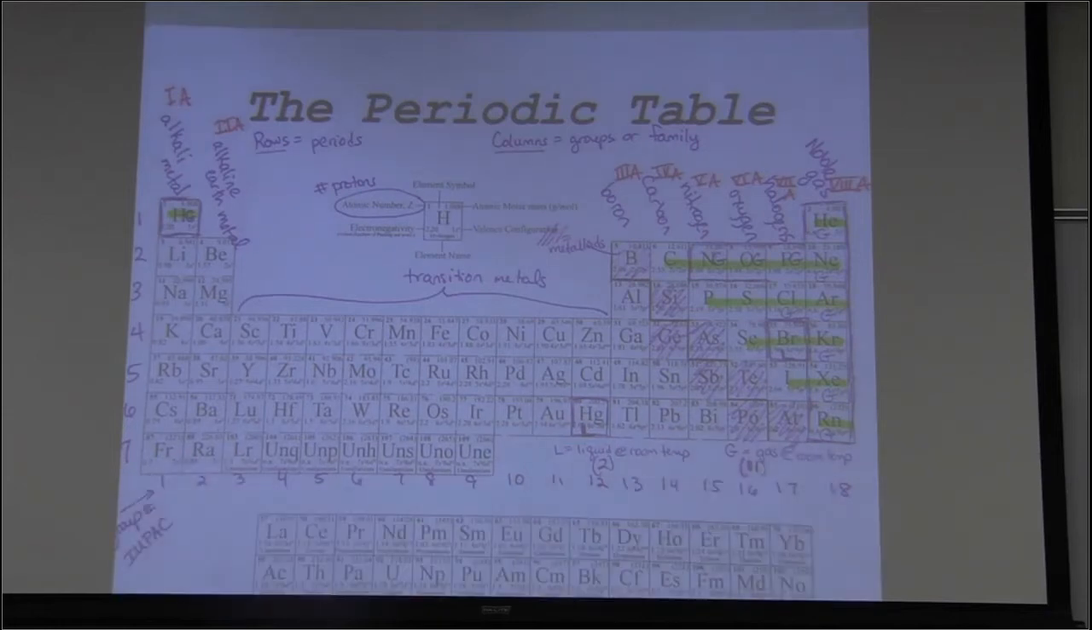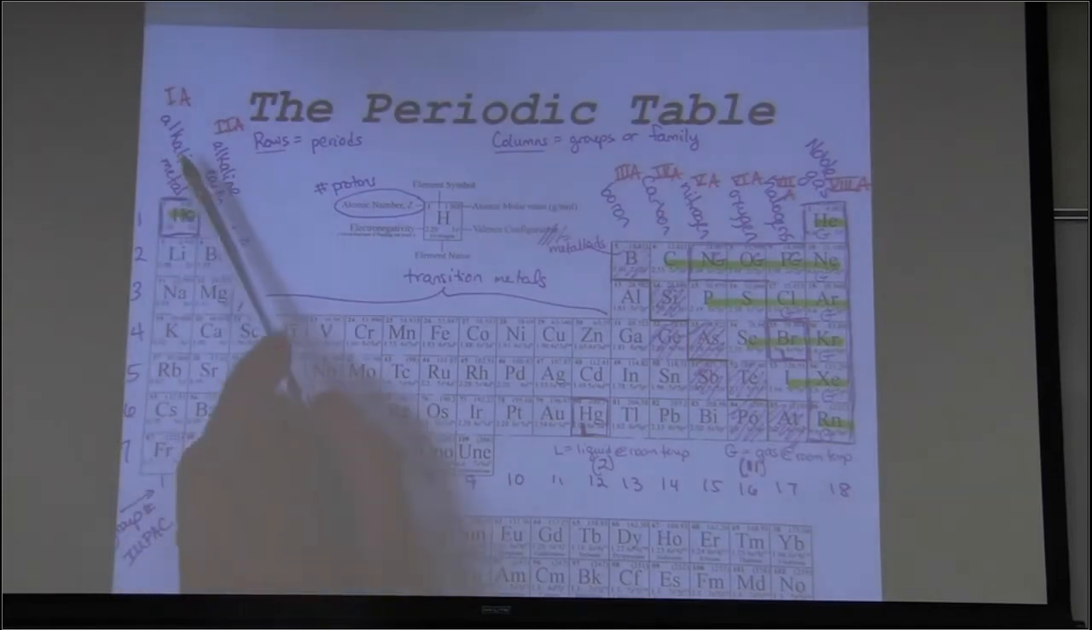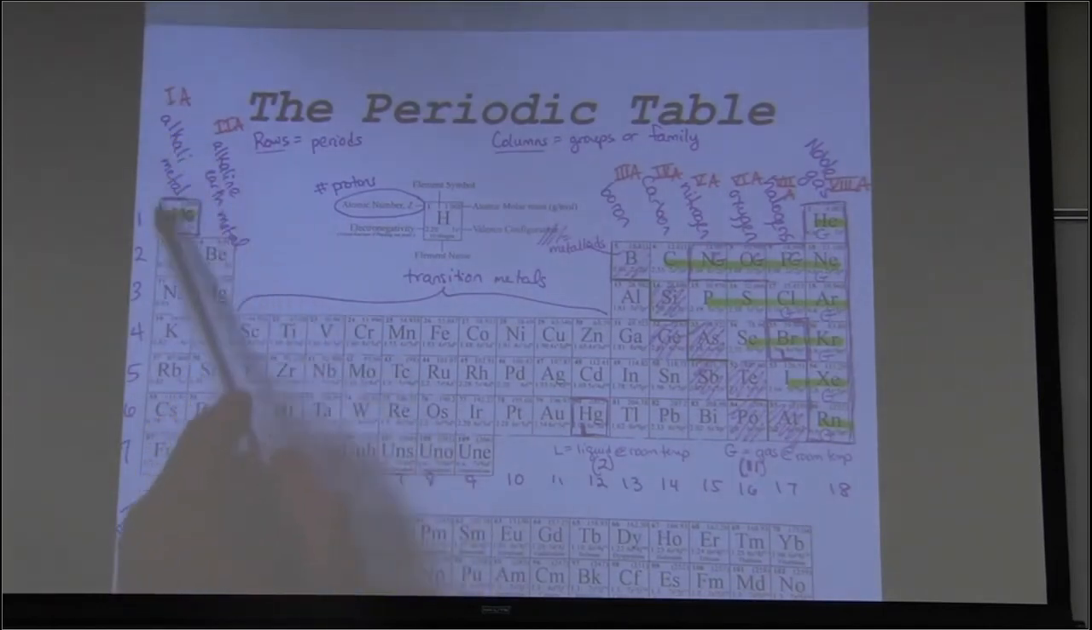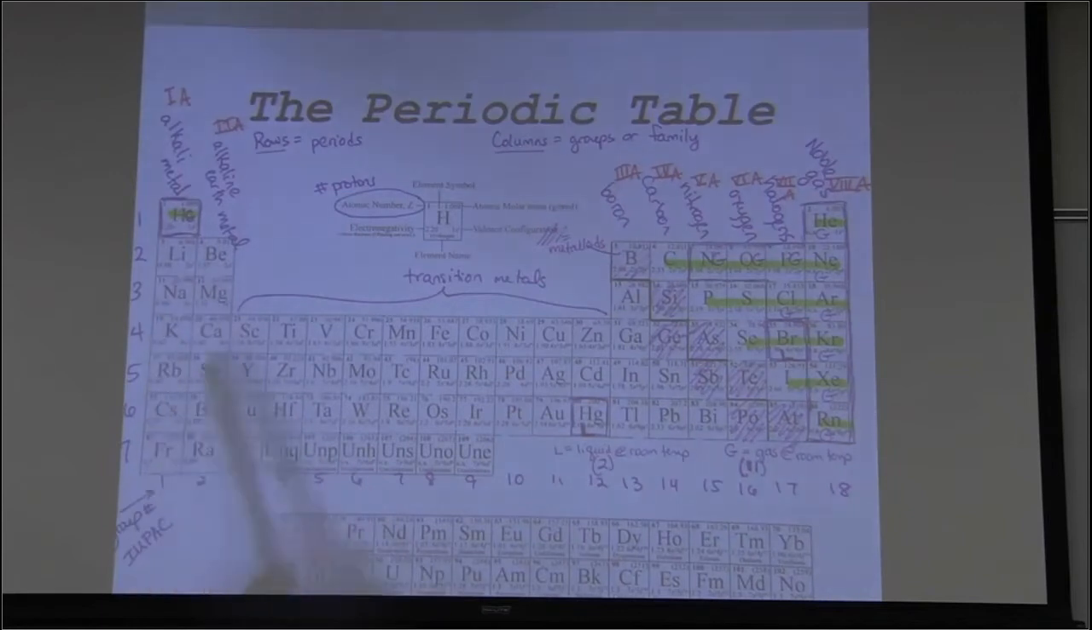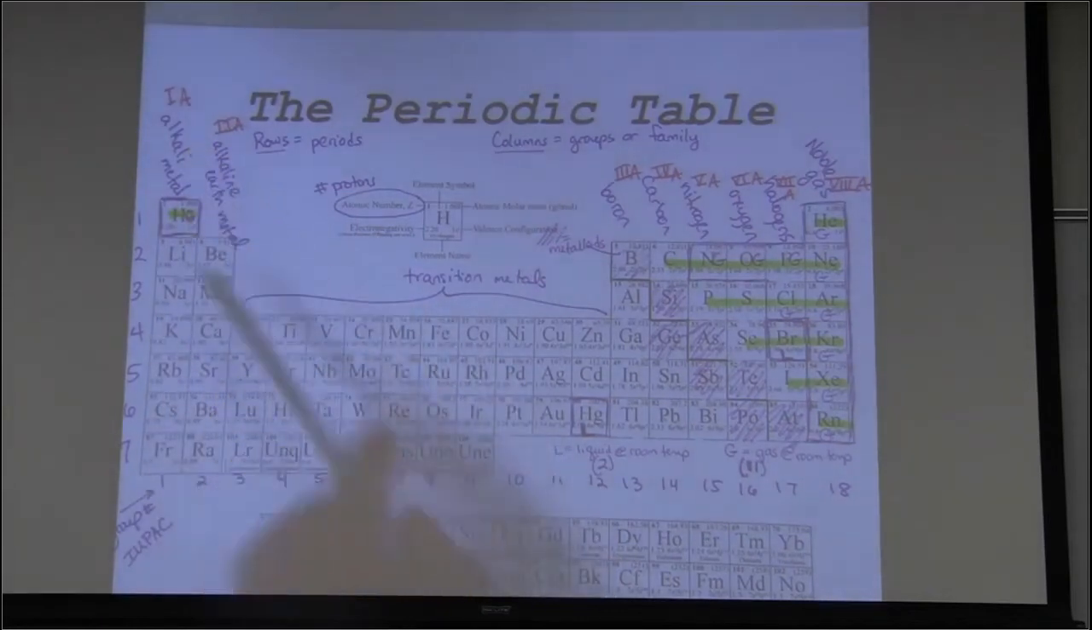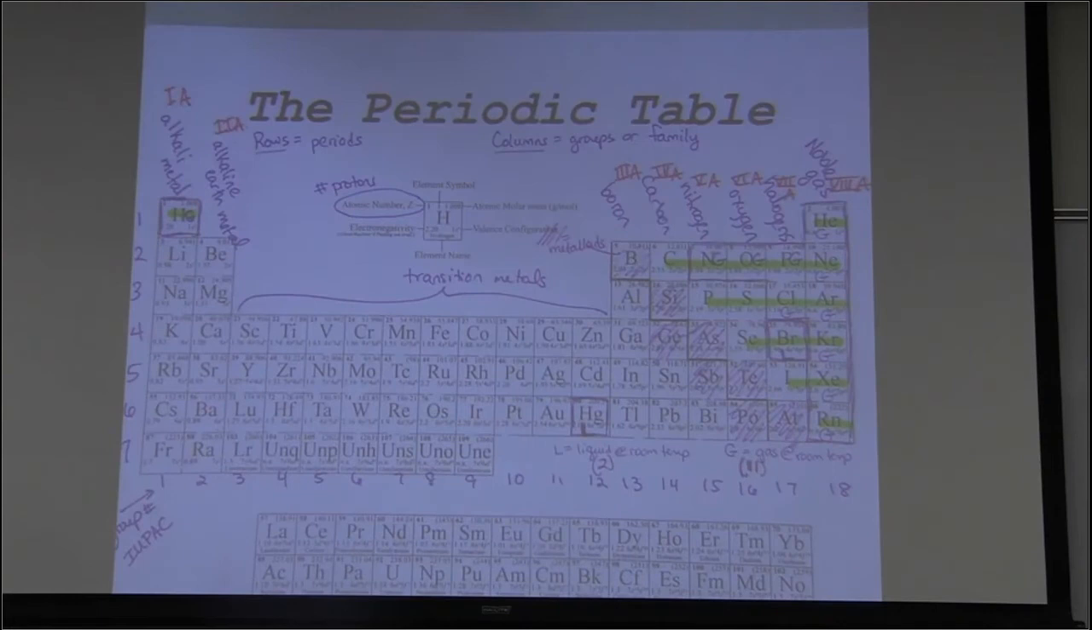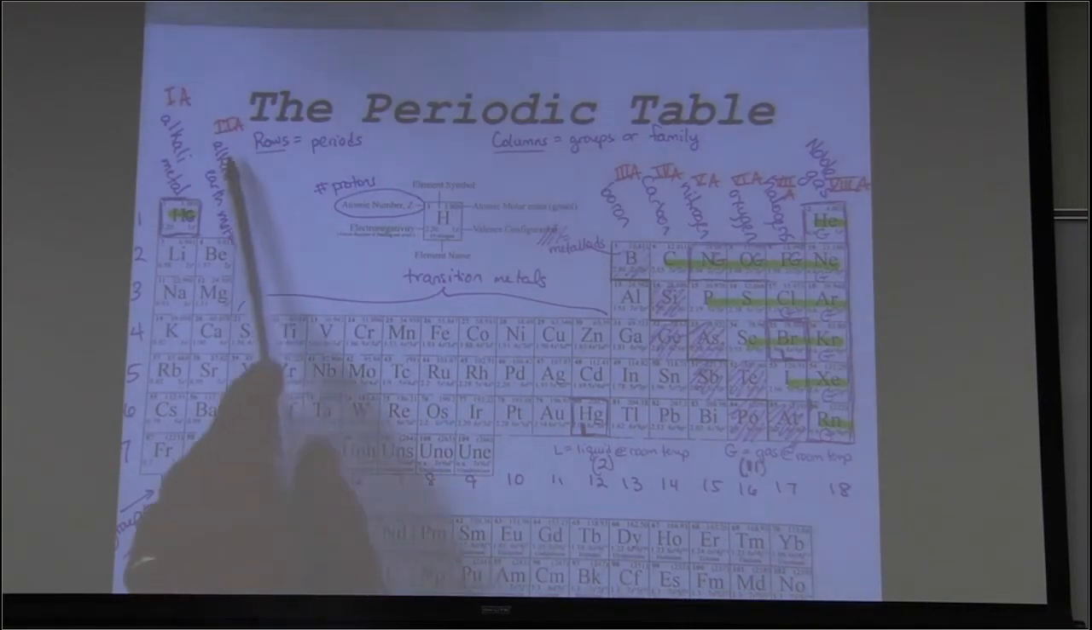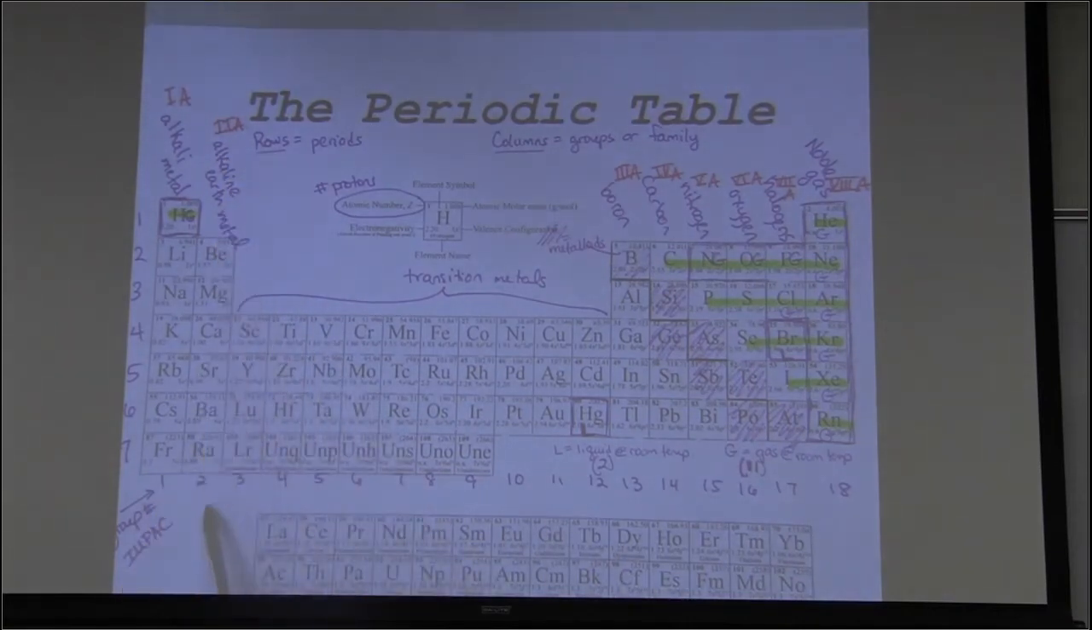Let me read these if you're having trouble reading them. This says alkali metal. This is the name of 1A. Alkali metal. This is alkaline earth metal. Alkaline earth metal. You already have transition metals written.